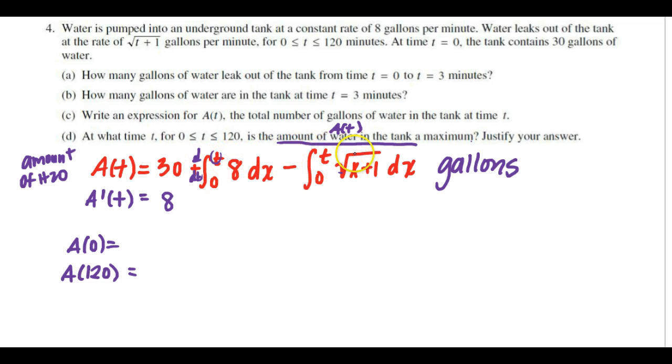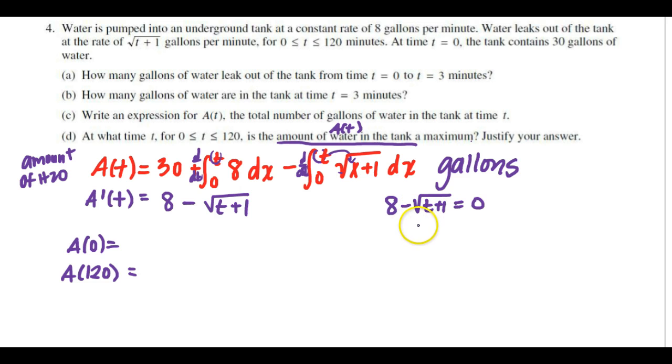And now I have to take the derivative of this one, so imagine again sneaking a little d/dt in here, so the t's match, this t goes into this x, so it would be minus the square root of t plus 1. So a prime of t is 8 minus the square root of t plus 1. So now I need to set that equal to 0. So 8 minus radical t plus 1 equals 0.